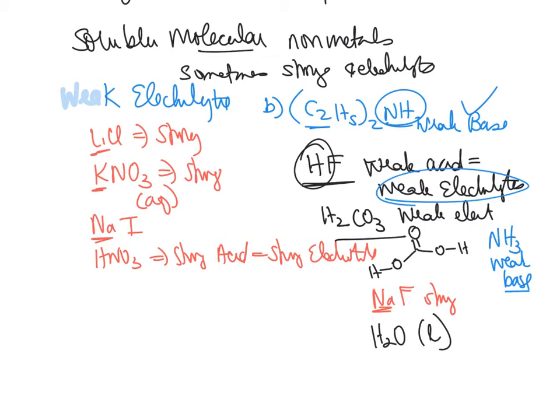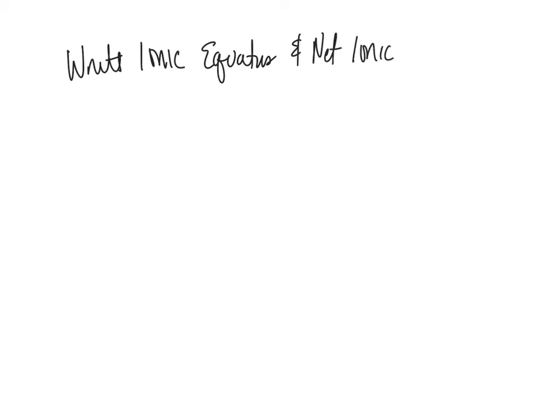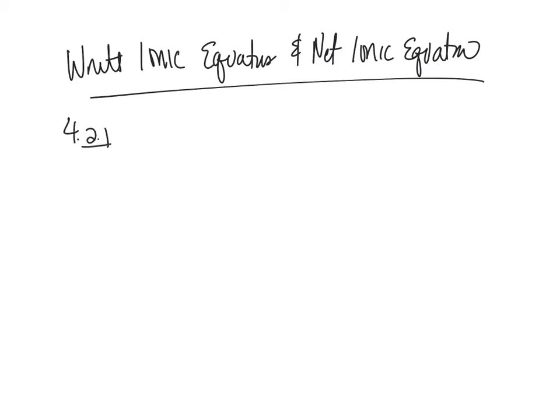All right, so now let's go on. One of the objectives you need to be able to do is to write ionic equations and net ionic equations. So let's write ionic equations and net ionic equations. So going to the checkpoint, I'm on 4.2.1. Which of the following are water soluble? So water soluble means you put them in aqueous.